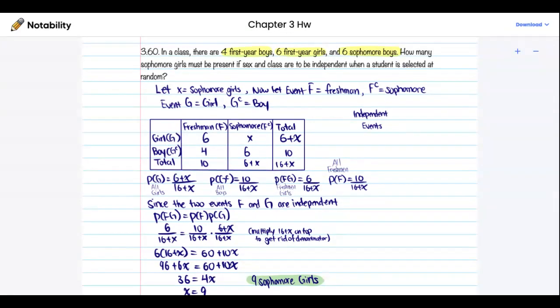Since sex and class are to be independent, we set the probability of freshmen and girls equal to the probability of freshmen times the probability of girls. I set it up as a proportion to solve: 6 over 16 plus x equals 10 over 16 plus x times 6 plus x over 16 plus x. Then we do a little math, and that leads us to 9 sophomore girls.